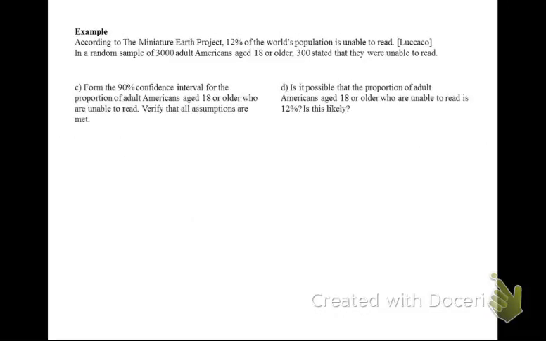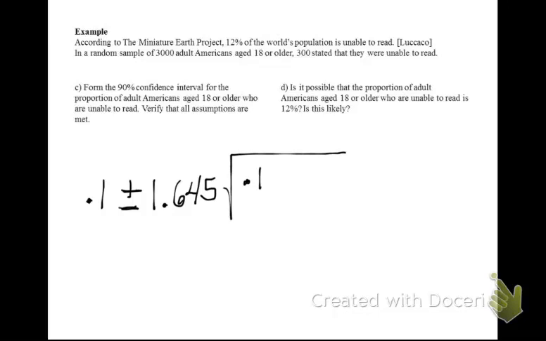Now let's form the 90% confidence interval for the proportion of Americans aged 18 or older who are unable to read. What we're saying is 0.1 is our best guess, but the true proportion could be a little bit bigger or a little bit smaller than 0.1. So let's give ourselves a margin of error. This margin of error is composed of a z-score, and for 90% confidence, the z-score is 1.645 times the standard error, and the standard error is the square root of p hat times 1 minus p hat divided by the sample size. And it said that we sampled 3,000 American adults.